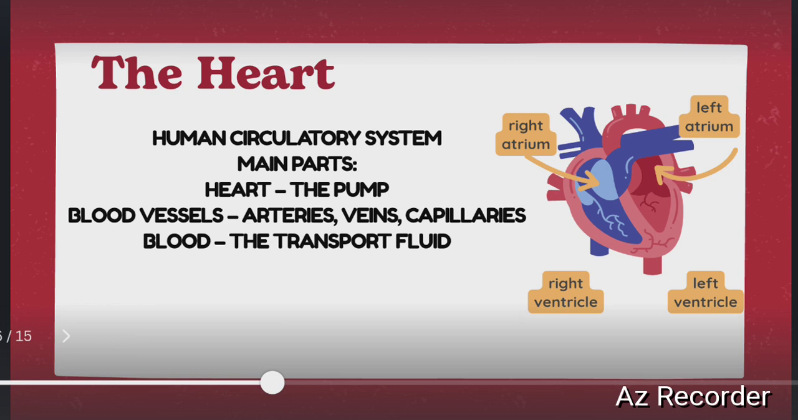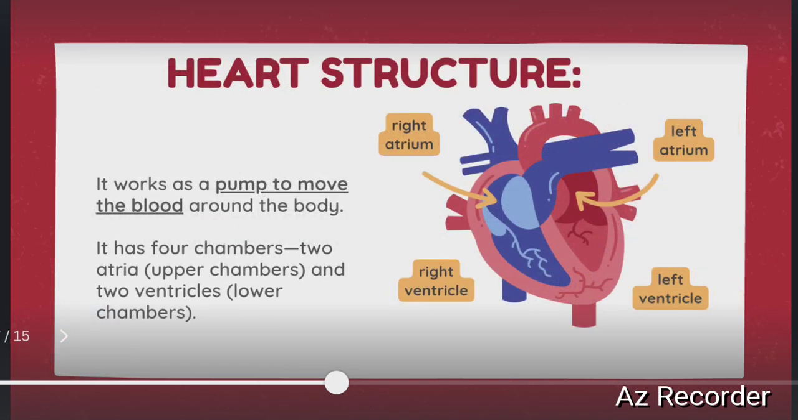The human circulatory system mainly consists of the heart, blood vessels and blood. The heart pumps the blood, the blood vessels are arteries, veins and capillaries, and blood is the transport fluid. So the structure of the heart: as you know, the human heart, like that of larger animals, has 4 chambers. The right atrium and ventricle carry the deoxygenated blood.